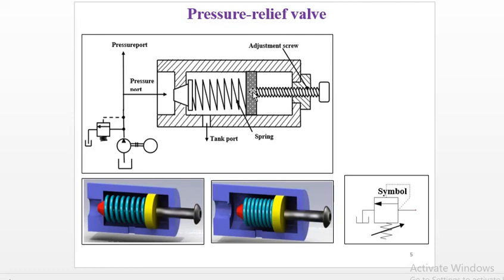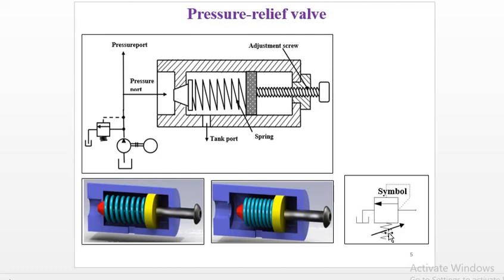So this value we can set. The resistance we are creating to the pump flow allows us to maintain the pressure, and to avoid damage to the system from excess pressure by using this particular pressure relief valve. This is again the symbolic representation. The difference between this and this is only the spring and the arrow.